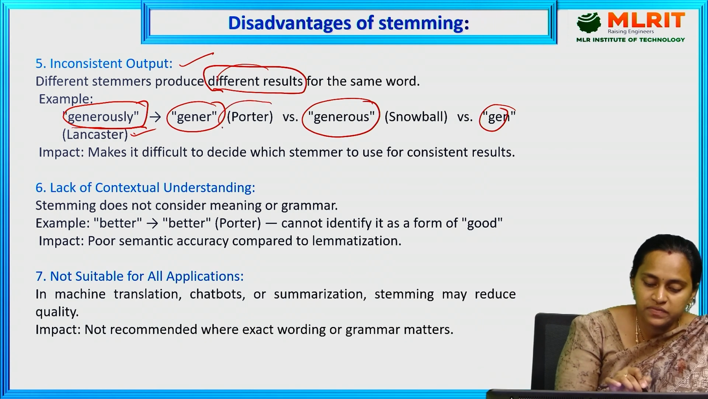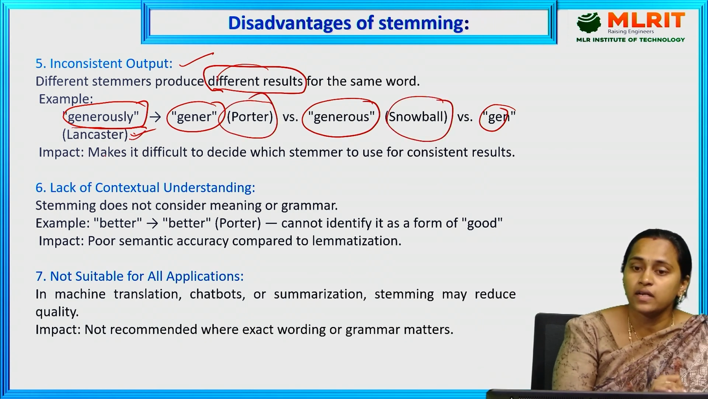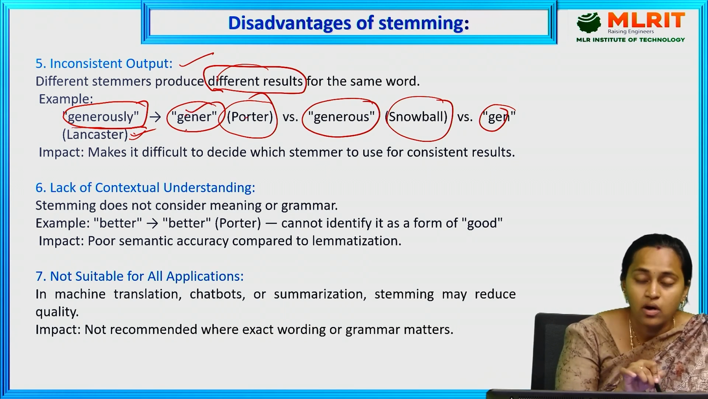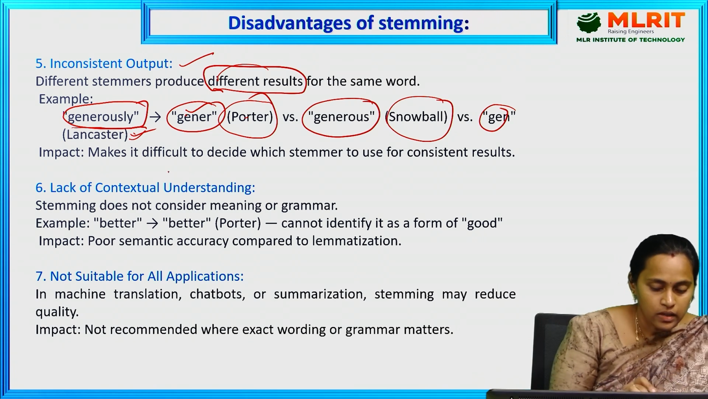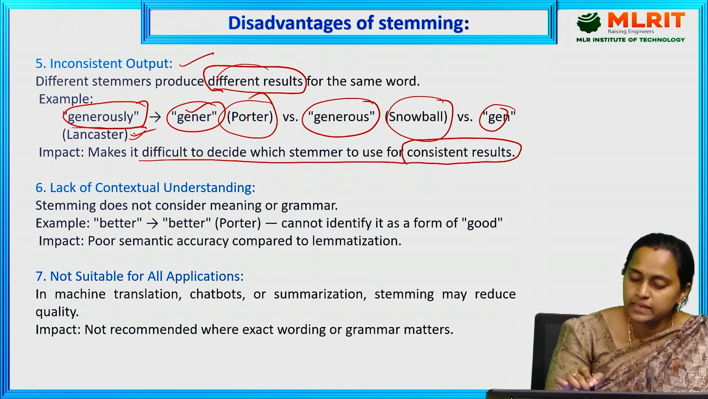Here, Porter is one algorithm, Snowball is another algorithm, Lancaster is another algorithm. Different algorithms will display different outputs. That means there is no relation between these outputs, right? It is difficult to decide which stemmer to use for a consistent result.